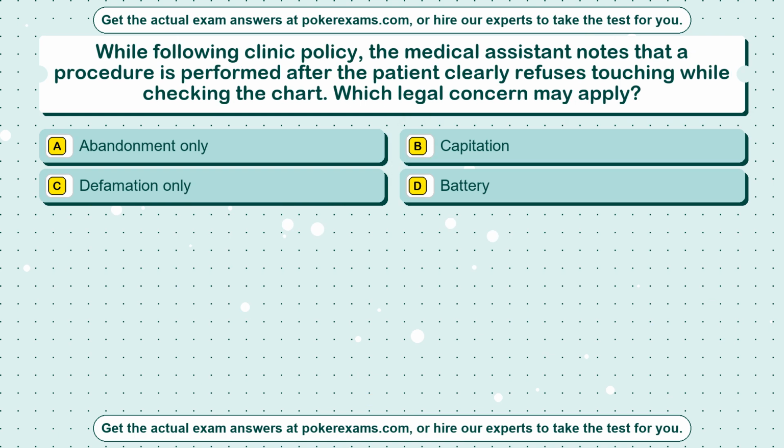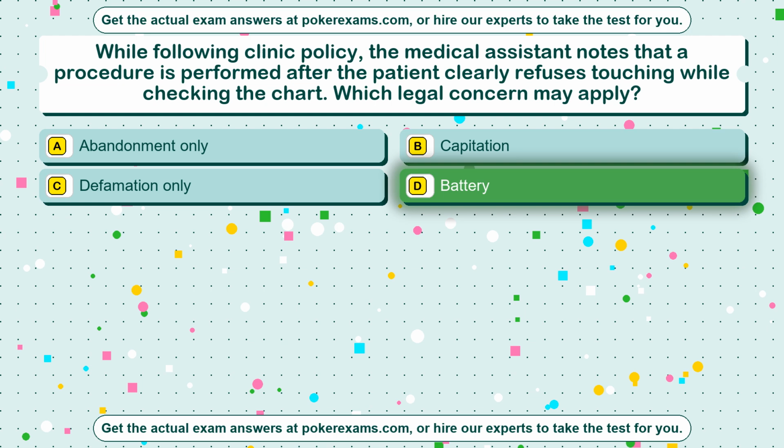Question 77. While following clinic policy, the medical assistant notes that a procedure is performed after the patient clearly refuses touching while checking the chart. Which legal concern may apply? Option A, abandonment only. Option B, capitation. Option C, defamation only. Option D, battery. The correct answer is option D, battery.